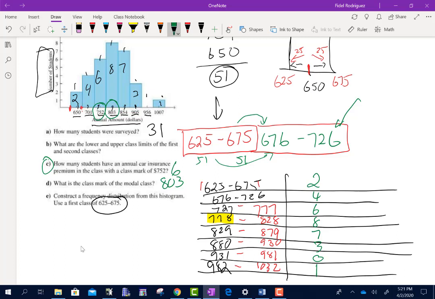Sorry, guys, it's a little messy. I always have bad handwriting. But I'm hoping that the process and how we did it made sense, okay? And that, my friends, was 12.2.